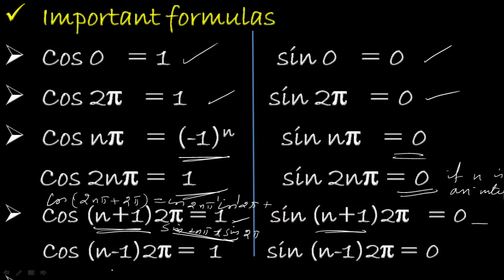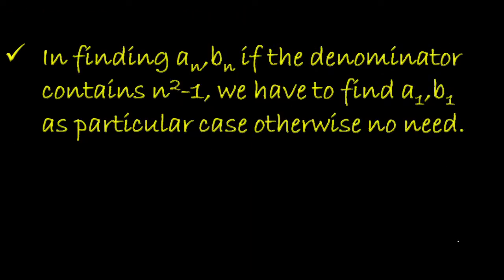Like this you have to evaluate and find the value of cos(n-1)2π also, that is 1, whereas sin(n+1)2π, this is of the form sin(a+b), okay. So while substituting and evaluating, you get 0 itself. So sin(n+1)2π is equal to 0, and sin(n-1)2π is equal to 0. So also we have to note one more point here in finding the an and bn values.